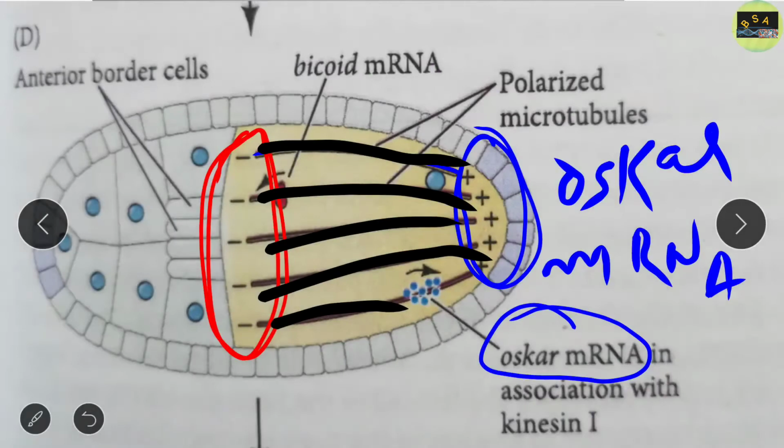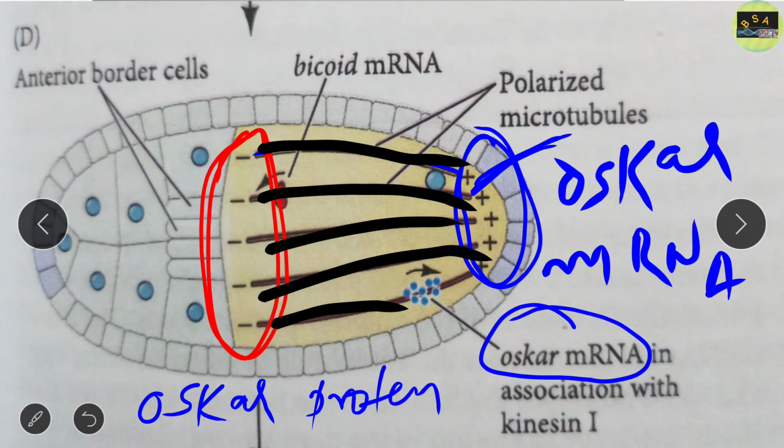Now Oskar mRNA is not going to be translated until it reaches the posterior cortex. Until and unless it reaches this posterior cortex, it is not going to translate into Oskar protein. It will remain in its mRNA form. Oskar mRNA is transported by which microtubule motor? That is kinesin 1. Very important for a 2 marks question. Kinesin 1 transports the Oskar mRNA.